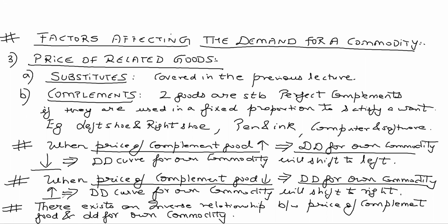So inverse relationship. So if I sum up from the previous lecture as well, when we talk about substitutes, there is a direct relationship between price of substitute good and demand for own commodity. But when we talk about complements, there is an inverse relationship between price of the complement good and demand for the own commodity. So I hope students have understood complements.